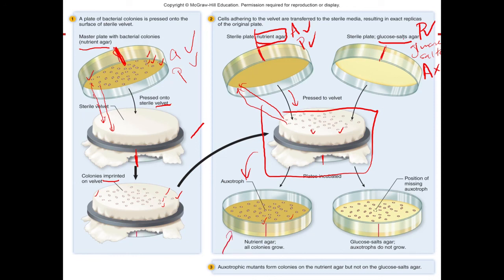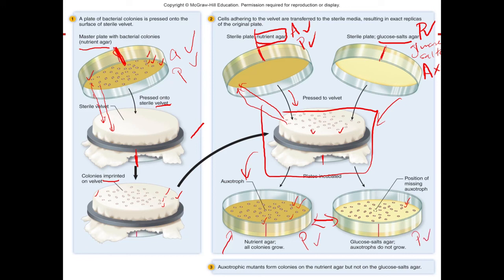The same thing, you take your glucose salt agar and gently press it on the velvet. The cells would be transferred onto the agar. Likewise, you incubate it for 24 to 48 hours. And colonies would appear. So you compare the position of the colonies between these two plates. The colony that is present here is also present here. The colony that is present here is also present here. So the colonies that are present on both plates are basically the prototrophs. The prototroph can grow here, and it can also grow here.